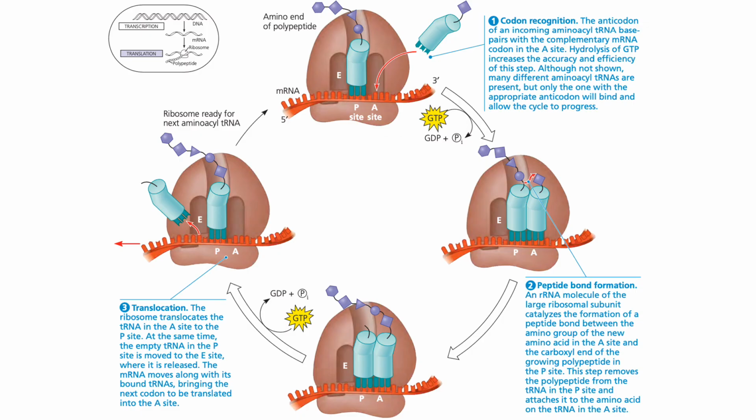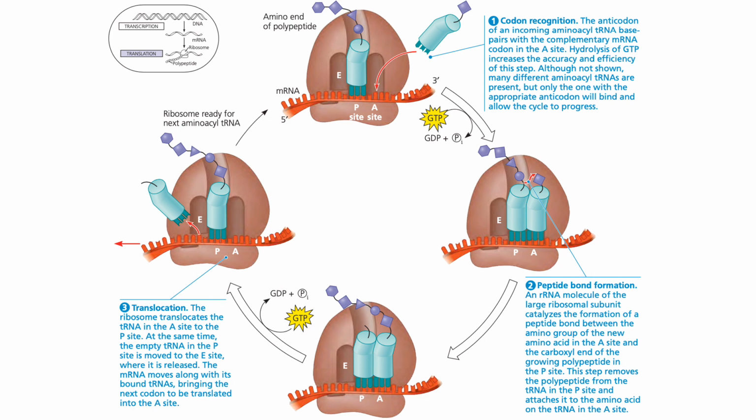This figure shows the three steps involved in the elongation process of translation. First is codon recognition. The anticodon of an incoming amino acid tRNA base pairs with a complementary mRNA codon in the A site. Hydrolysis of GTP increases the accuracy and efficiency of this step.